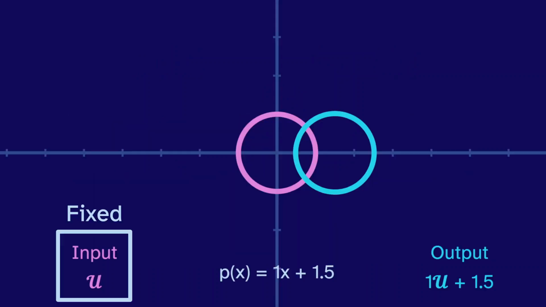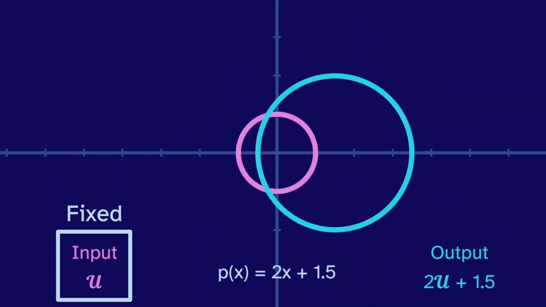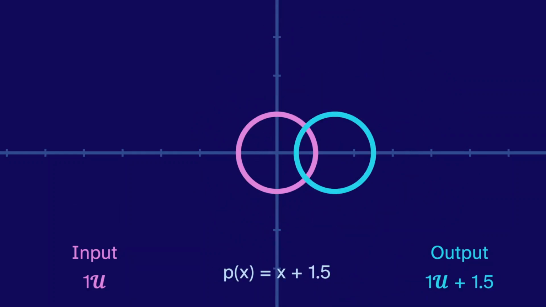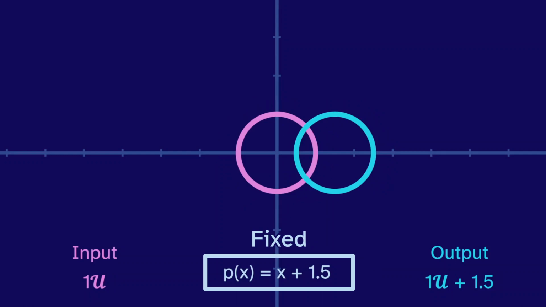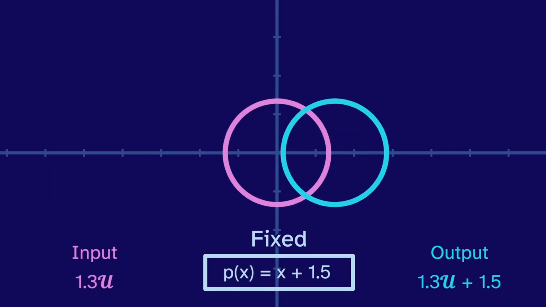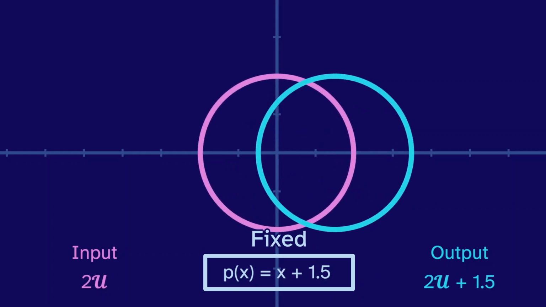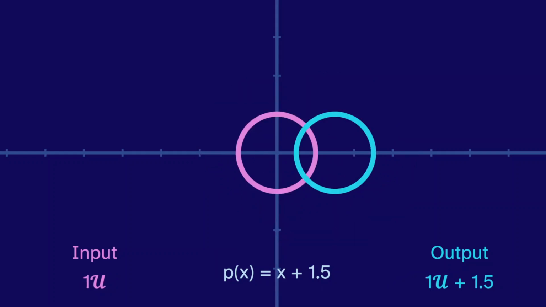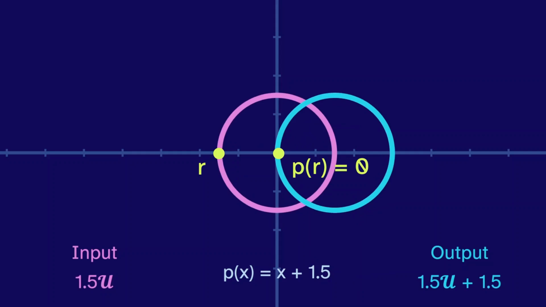In this example, we kept our input fixed as u, the unit circle, and we continuously transform the polynomial from x plus 1.5 to 2x plus 1.5. But we could instead think of keeping the polynomial fixed as x plus 1.5 and continuously transforming our input from u to 2u. The output is the same, we get the same exact result, it's just a different way of thinking about this. But this change in perspective is important because now we know there is a root for this polynomial, x plus 1.5. So now let's just modify this technique to work for any polynomial.